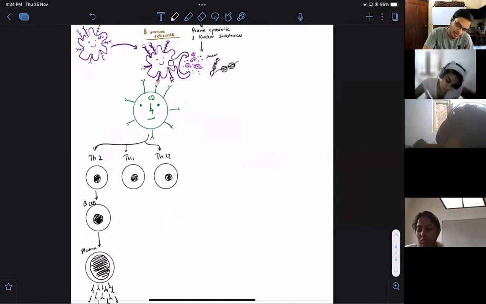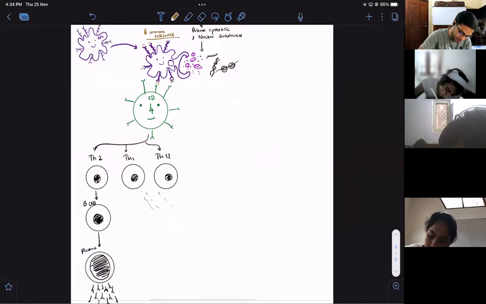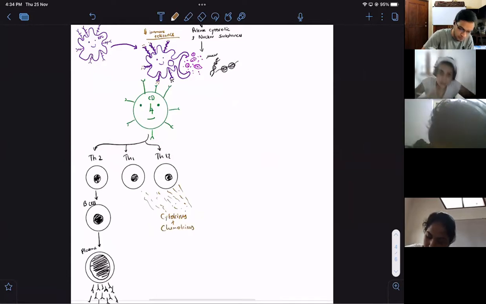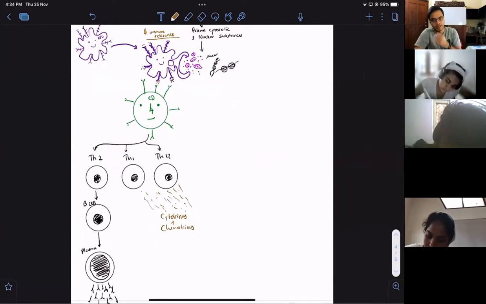And then Th1 and Th17, you all know, guys, just write this down now. We will see later what these cytokines do. They release a lot of other cytokines and chemokines. You all can write down cytokines and chemokines will be released.